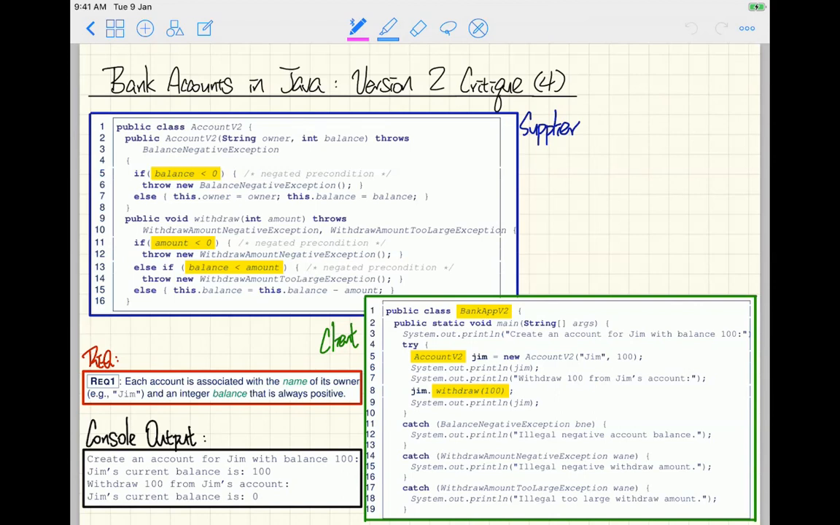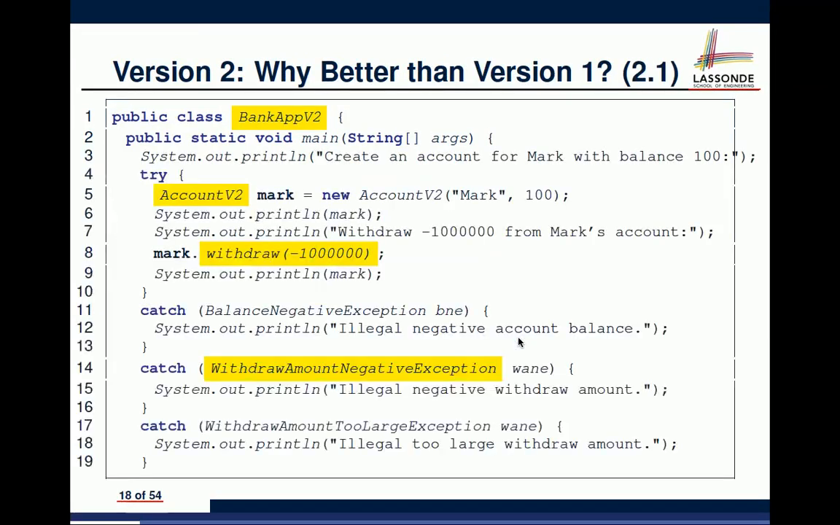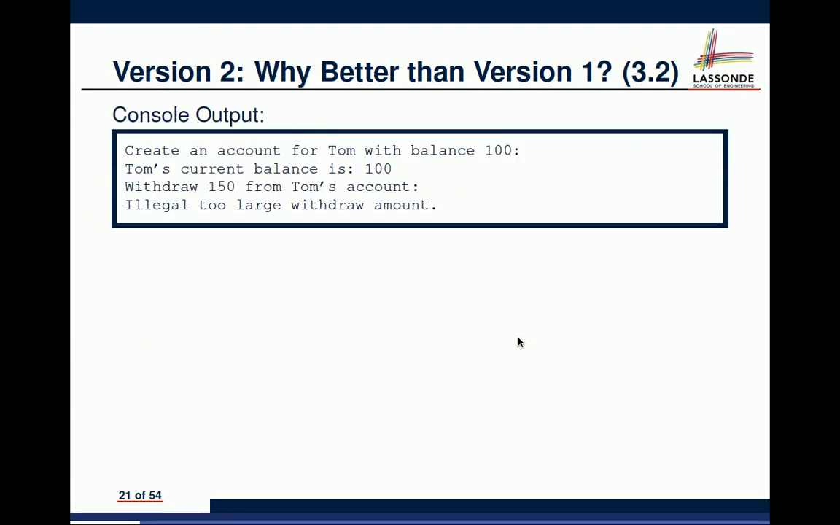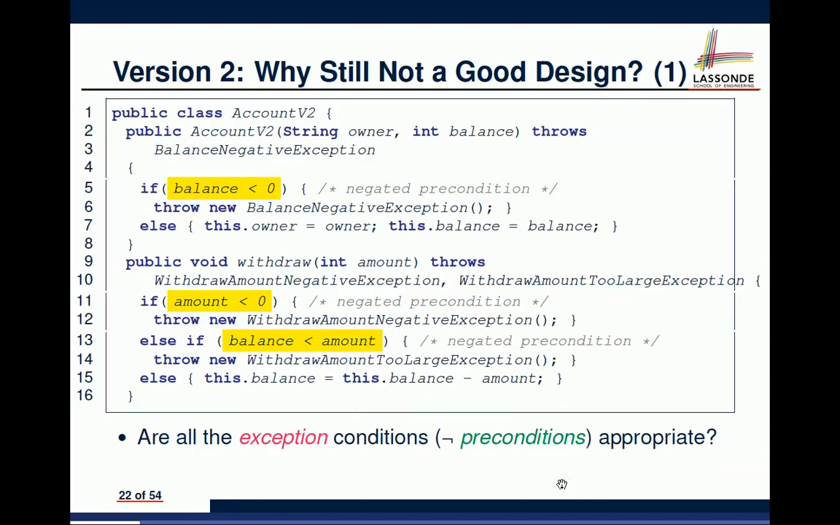Now, what I want you to look at is this. Do you think it's readable? Kind of. Okay, how about this? I'll go back there, so you can see a little bit better. This is exactly what I said. The point is, adding clear contracts, preconditions, or error conditions should not be at the cost of complicating the client's code. The client shouldn't be bothered. That's a criticism.